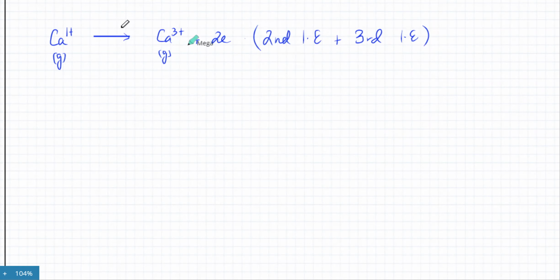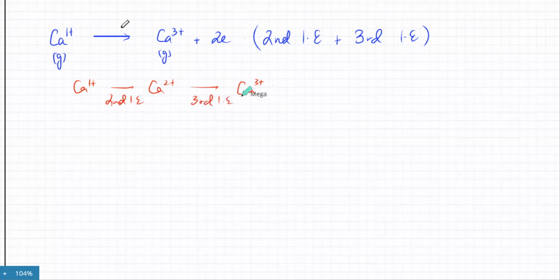Why? Because you have to go all the way to calcium 3+. The first thing you're going to do is go from 1+ to calcium 2+. That is your second ionization energy. Then you're going to take calcium 2+, remove another electron, and you'll reach calcium 3+. That's your third ionization energy. So you would have to do 2 things: remove the second electron as well as the third electron. So it's the second ionization energy plus the third ionization energy. Is this statement clear? Yes.